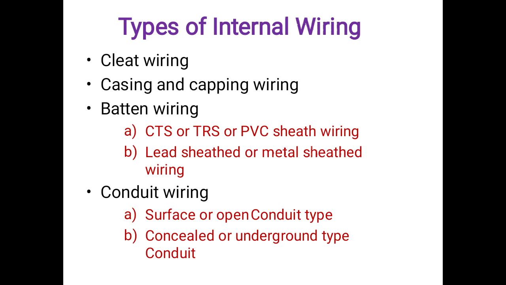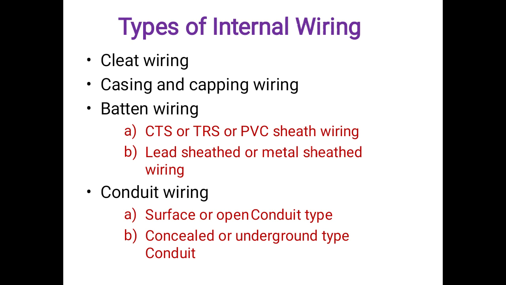Here are some of the types of internal wiring. First we have cleat wiring, casing and capping, and batten wiring. Then CTS or TRS, PVC sheath wiring, lead sheathed or metal sheathed wiring, and the conduit system, having the surface or open conduit system and concealed underground type conduit.